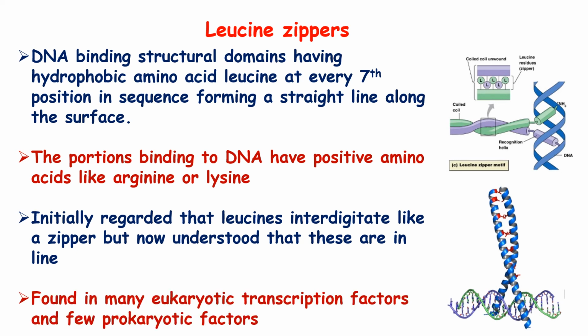It is a very common motif found in eukaryotic transcription factors, whereas it is relatively less common in prokaryotic transcription factors. The next example is the zinc finger motif.